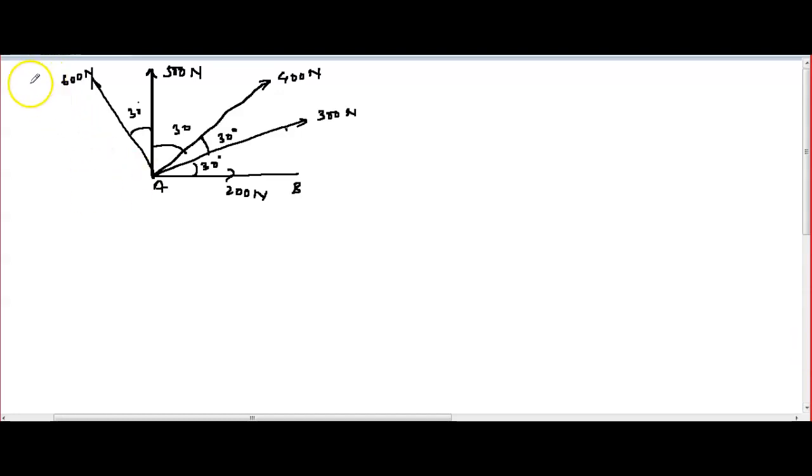Okay, so this question is given from the question paper only. See here, what is given here? This A is the point here. One force is 200 going horizontally. This is a horizontal force because it is already along the x-axis. Another is at 30 degrees from the horizontal, 300 newtons.